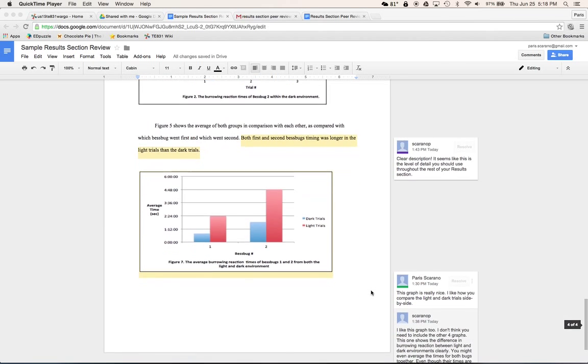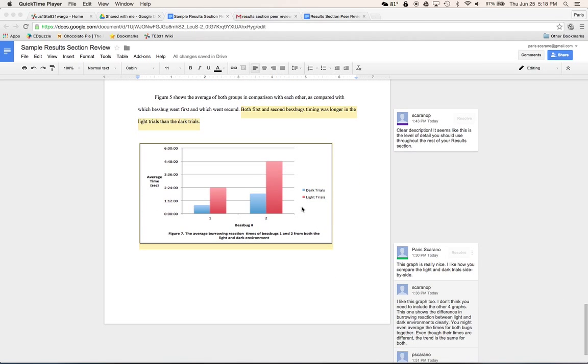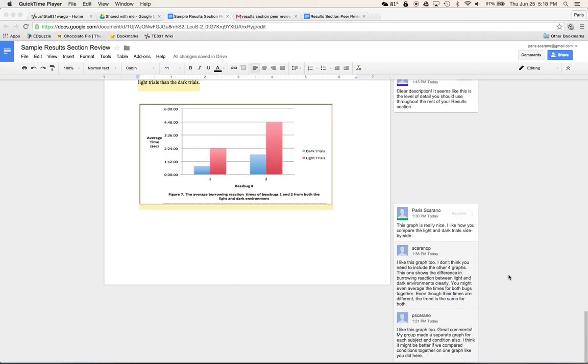This last graph, however, very effectively compares the two different types of trials side by side. So the hypothetical students have noticed that the group has very effectively compared light and dark trials in this final graph. The first person mentions, this graph's really nice, I like how you compare the light and dark trials side by side. The second commenter comments on the first comment, mentioning, I agree, nice job on this graph. Maybe you don't even need the first 4 graphs.